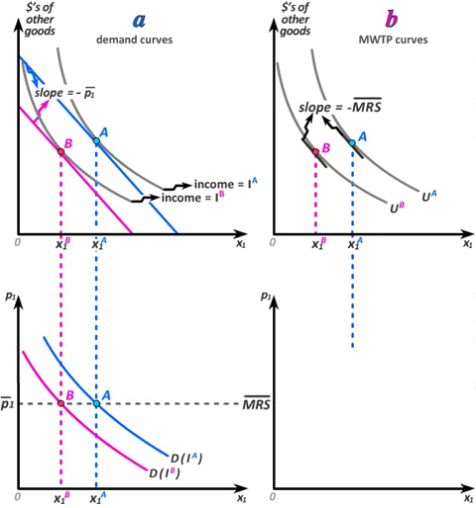We can then drop bundle A down to the lower graph, and it will reside at the height of that marginal rate of substitution MRS bar. If the indifference curves in panel B are the same as the ones in panel A, that MRS bar is also at the same height as P1 bar was in the first graph. This is of course because at the tangency at bundle A in panel A, the price P1 bar is equal to the marginal rate of substitution at bundle A, which is MRS bar.